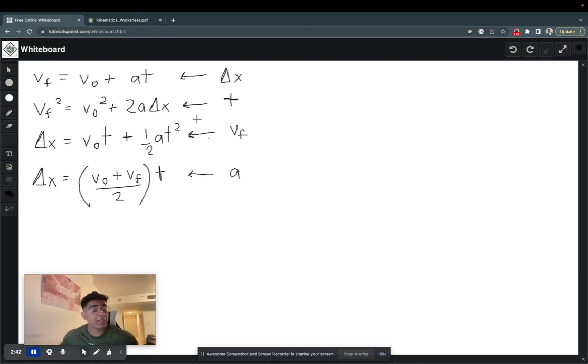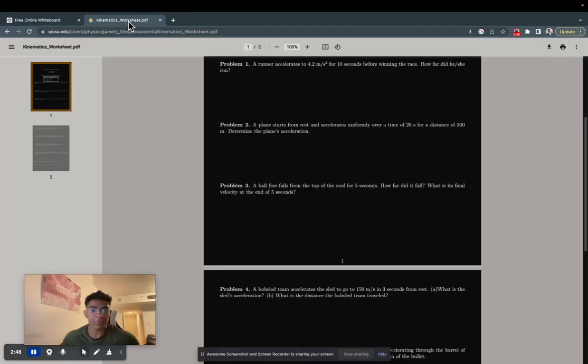So let's get right into solving some example problems. I have a worksheet pulled up in my other tab. All right, problem 1. A runner accelerates at 4.2 meters per second squared for 10 seconds before winning the race. How far did he or she run?